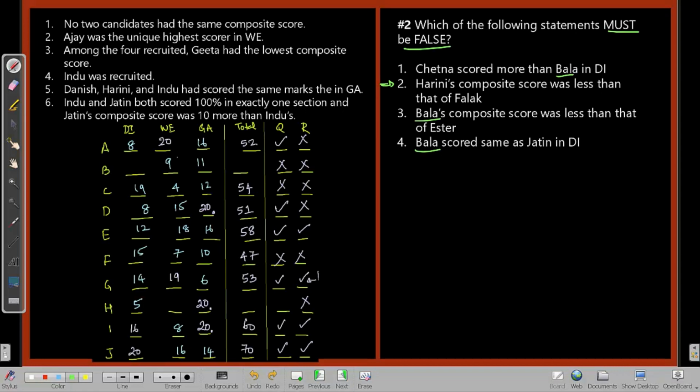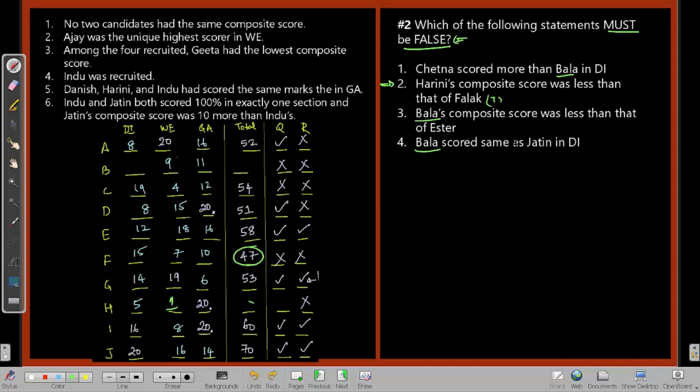Let's start with the second one and check if that is something that is false. Harini's composite score is less than Falak, and we have to look at whether it is false. So we check whether it is possible that thing can be true. If it is possible, then we have to eliminate the answer choice. We know that Falak's score is 47. Harini can be less, for example this can be simply 1 or any value. So this can definitely be less. Harini's score can be less than Falak. It is not necessary, but it can be.